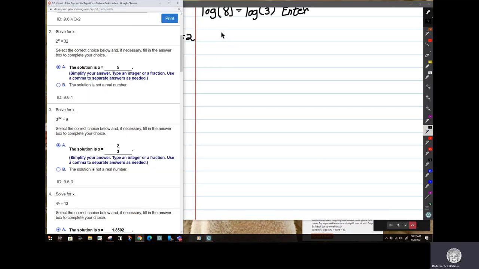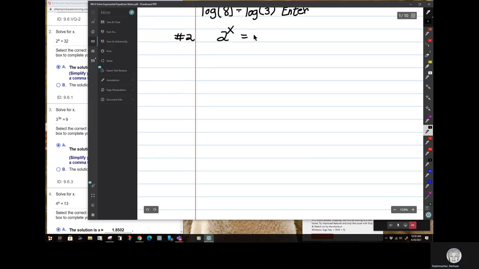Two to the x equals 32. Here's our exponential function. Now there are actually two ways to do this. If you know, and most people don't, but if you happen to know that 32 equals 2 to the fifth power, then this is how you would do that. Well, the twos are the same. So obviously, x equals 5. It's very handy if you happen to know that 2 to the 5th power is 32, but not everybody knows, as I said.